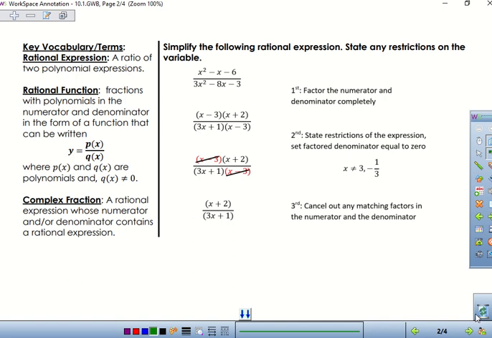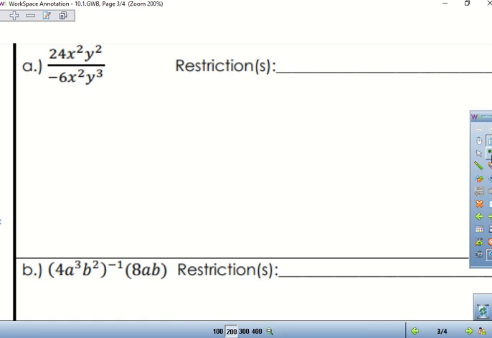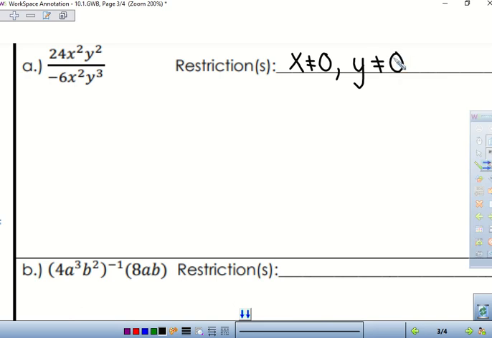You're going to cancel them out, and then you're going to be left with the result. So the best way to do it is just to try it. Step 1. Both of these are what we call monomials, single term. So these ones are pretty simple. First thing you got to do is figure out what restrictions we have. We can't have 0 in the denominator. So we can't have x be 0, and we can't have y be 0 because that would make that denominator 0, right? Everyone understand why those are my restrictions?